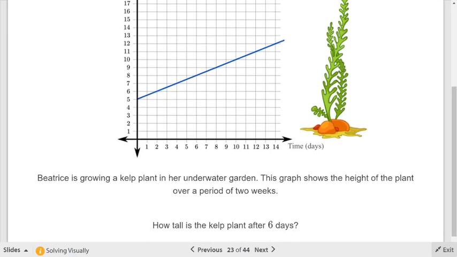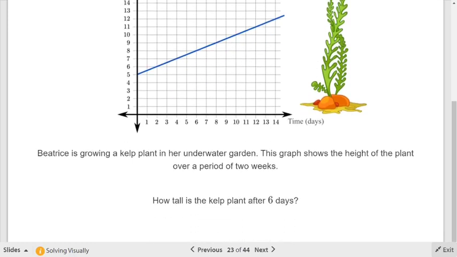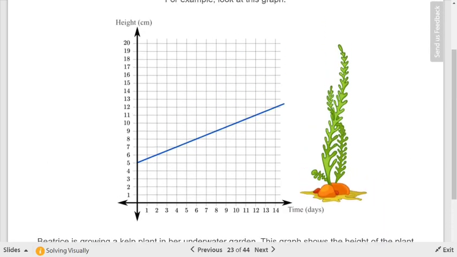So she's growing her plant in an underwater garden. So obviously it started out. How tall is the kelp plant after 6 days? Well, days is on your x-axis. So all I have to do is go over 6. 1, 2, 3, 4, 5, 6. And then just follow that line up until it hits the blue line. Yeah? And that's at what height? 8 centimeters. Thank you very much. We always have to have units, right? There you go.